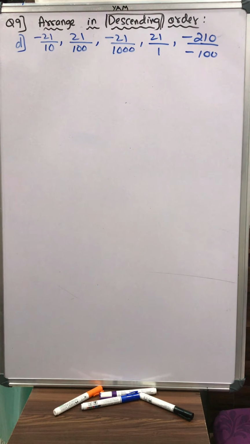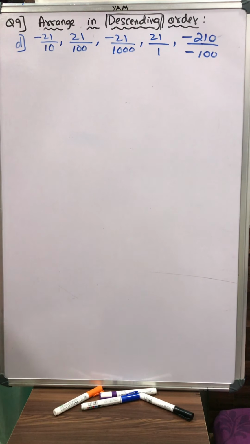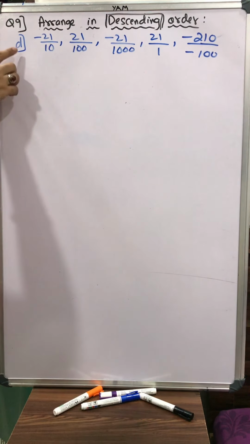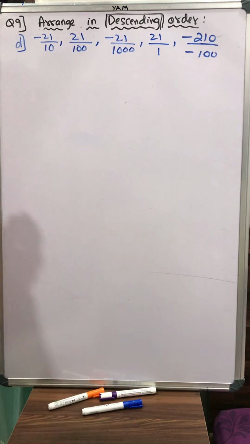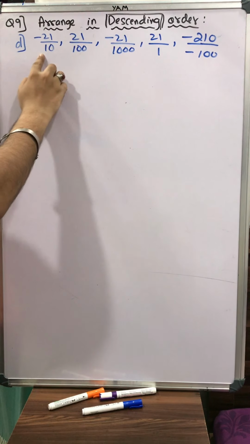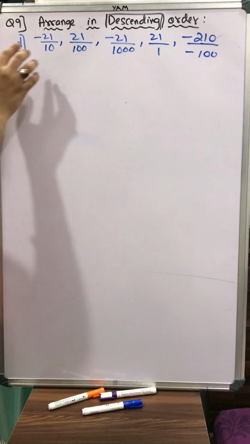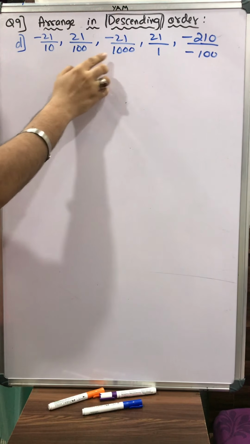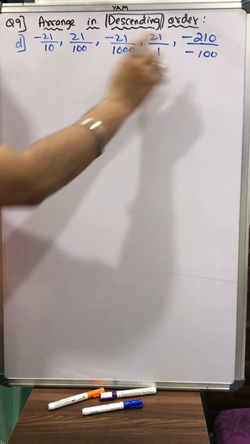Now students, in this descending order question, the question number 9, we are moving to sub question D. Let's solve it, students. The first step is to take the LCM of all the denominators. What all are my denominators? My denominators are 10, 100, 1000, 1 and minus 100.